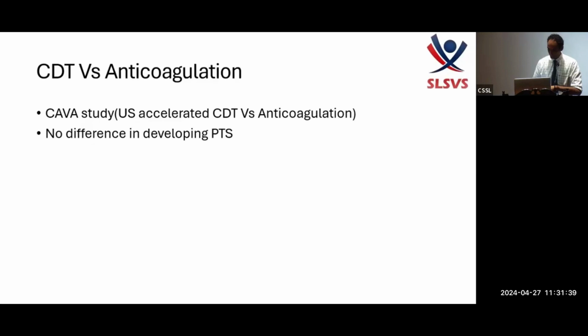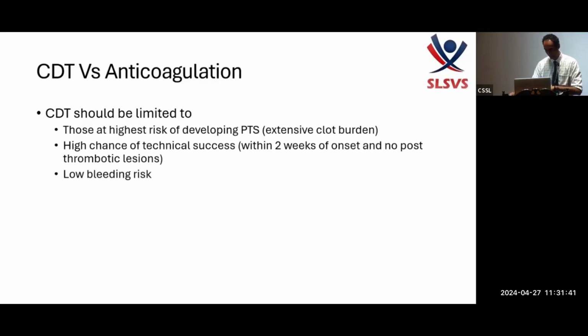And as said, the key is CDT should be limited to healthy persons with no comorbidities, good life expectancy, and who have a higher chance of getting PTS, which is in a patient with an extensive DVT like iliofemoral, and a high chance of technical success as the symptom onset is less than 2 weeks, and with low bleeding risk.